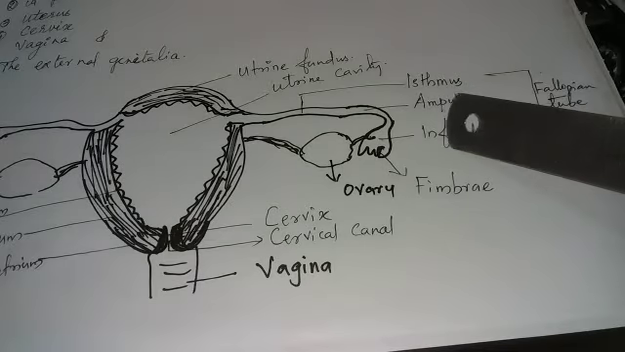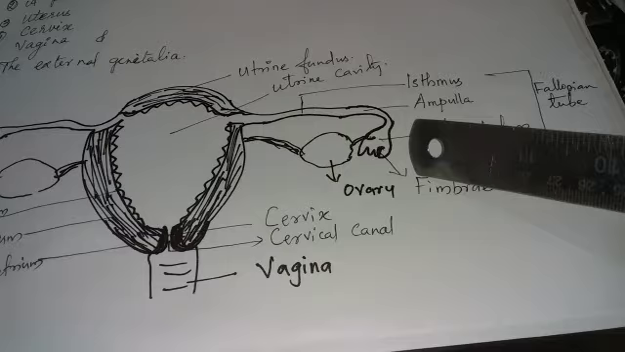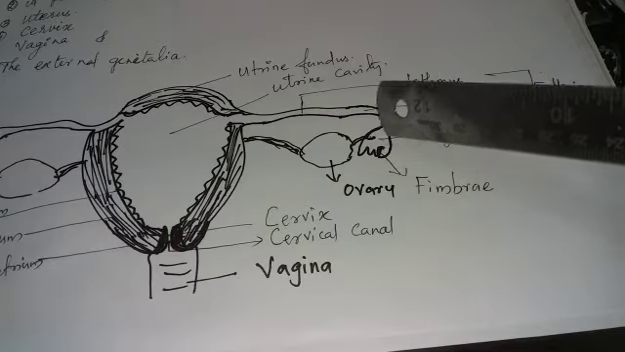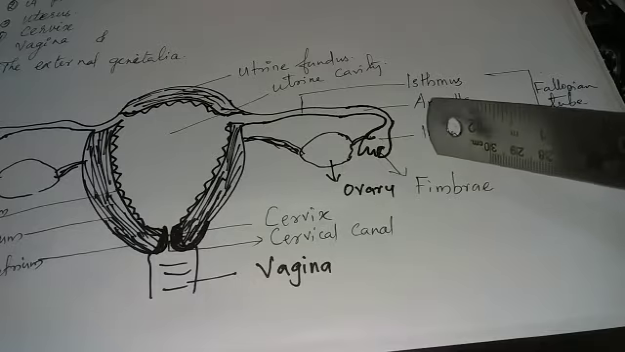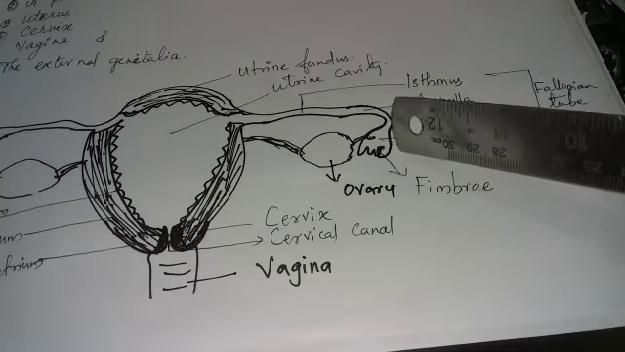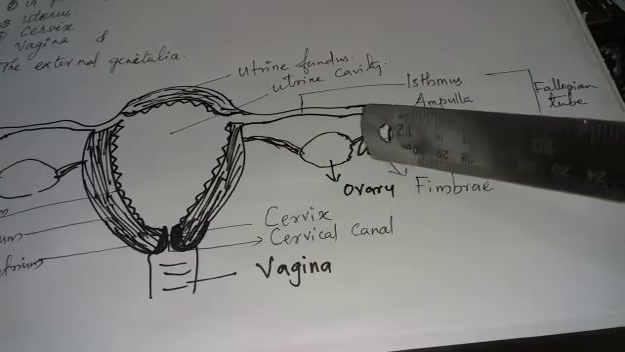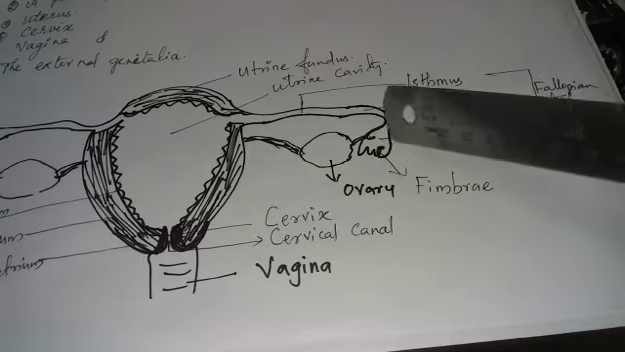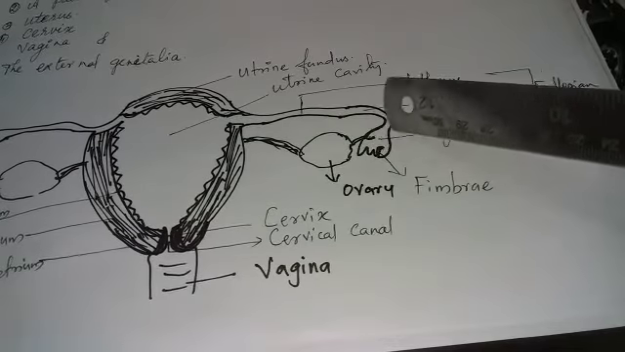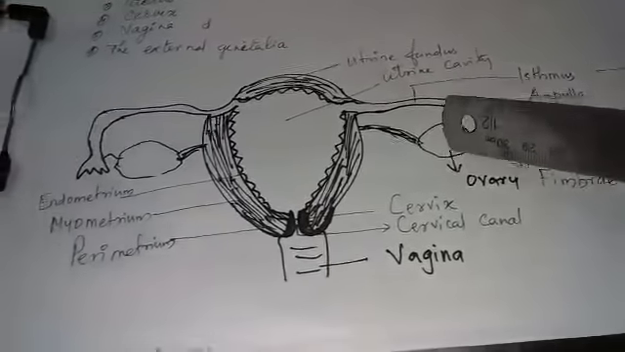From the infundibulum, finger-like projections are formed. These are known as fimbriae. The function of the fimbriae is to capture the ovum when it is released from the ovary, and it then enters the rest of the fallopian tube.